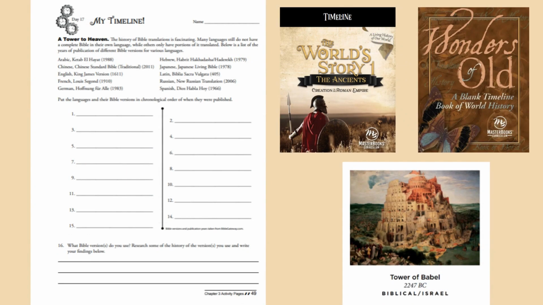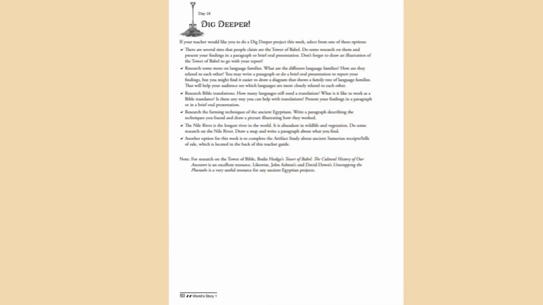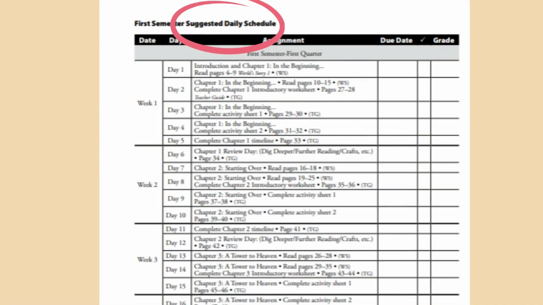On the fifth day of Chapter 3, students will complete the chapter timeline on page 49. Students can also utilize their timeline pack by adding this chapter's image to their timeline on the wall or within their timeline book, such as Wonders of Old from Master Books. On the sixth and final day of Chapter 3, students will have a review day on page 50 with a Dig Deeper section. Students will find a variety of options available for their time of review.